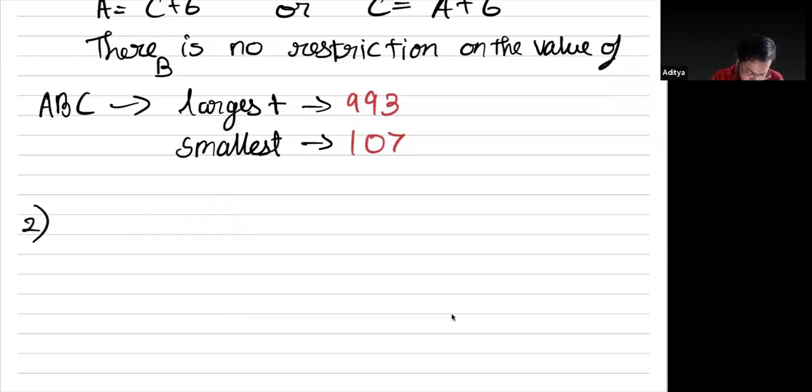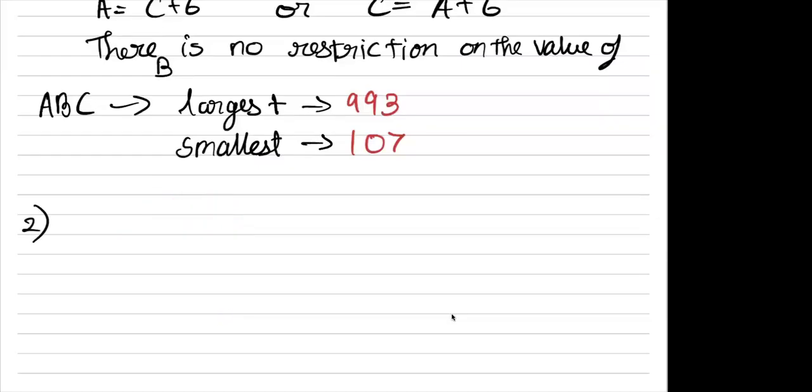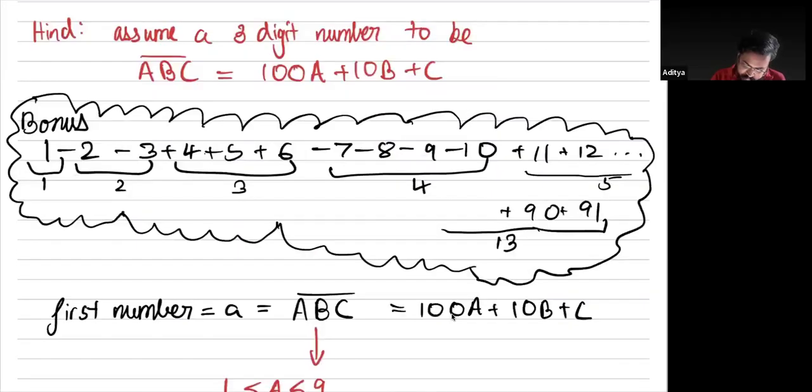Try the second question. Can you please show the bonus question? This is a long sum of numbers. There is 1, the next 2 numbers are subtracted, the next 3 numbers are added, the next 4 numbers are subtracted, the next 5 numbers are added, and so on, all the way up to 91. Don't use a calculator for this.